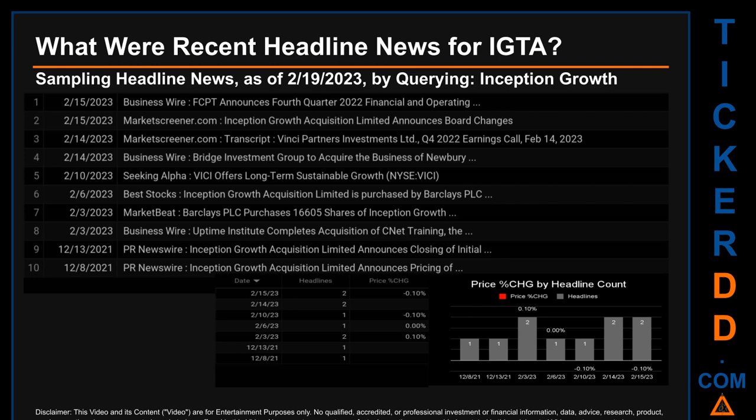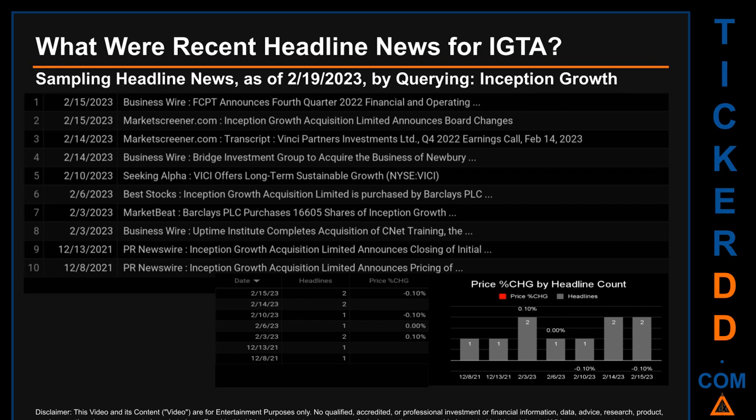Then, for the third day with the most discovered headlines, on Friday, February 3, 2023, first, MarketBeat published the headline that read, Barclays PLC purchases 16,605 shares of Inception Growth. Second, Business Wire published the headline that read, Uptime Institute completes acquisition of CNET Training.